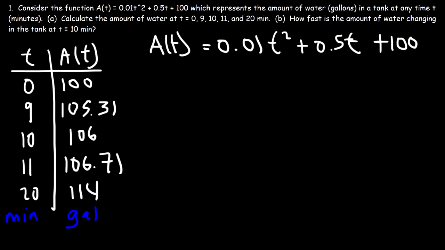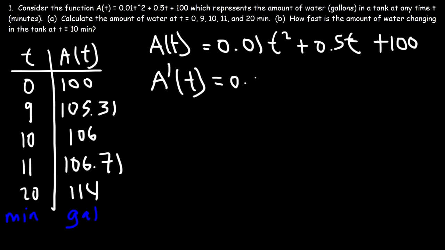So let's focus on part B. How fast is the amount of water changing in the tank when t is equal to 10? So do we need to find the derivative or do we need to integrate? How fast is the amount of water changing? Are we dealing with rates of change or accumulation? Because we're dealing with rates of change, we're dealing with derivatives. So let's begin by finding the first derivative, A prime of t.